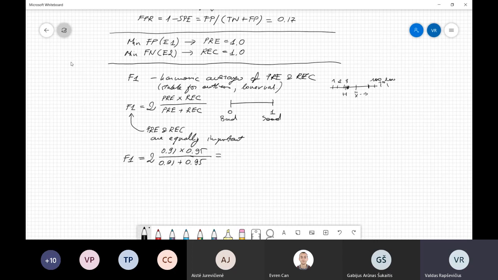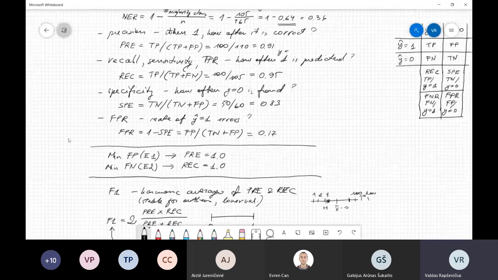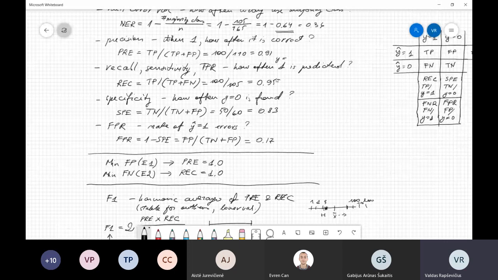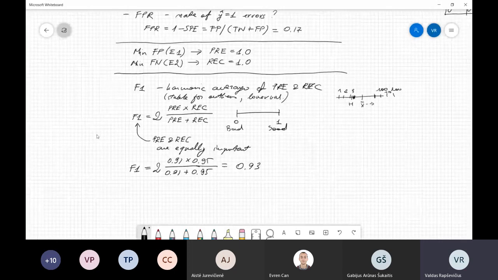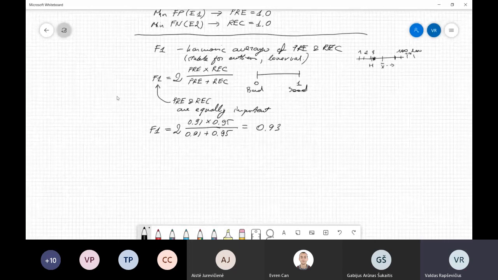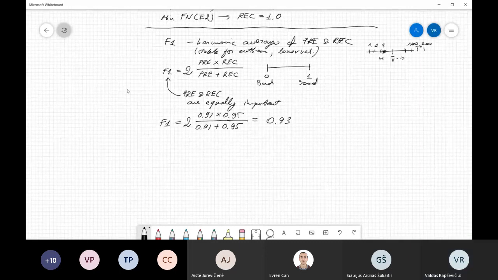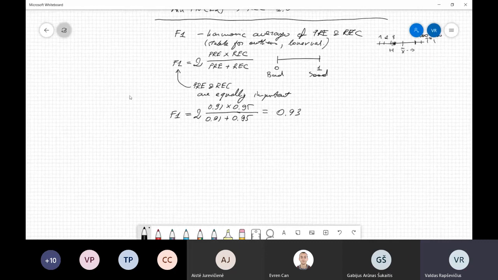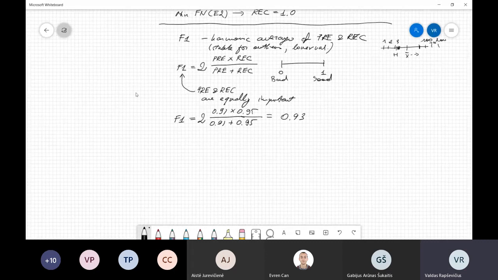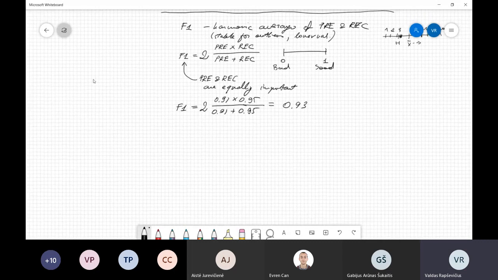So 0.93. Okay, cool. This is the F1, which takes a balance between the two, right? So basically, we have between 0.91 and 0.95, we have 0.93. That's good. So F1, with the 1, means that both are equally important.